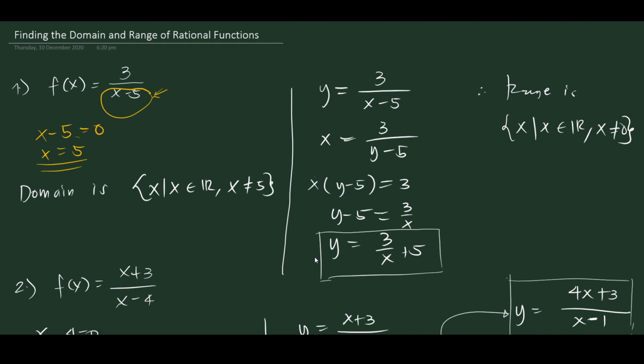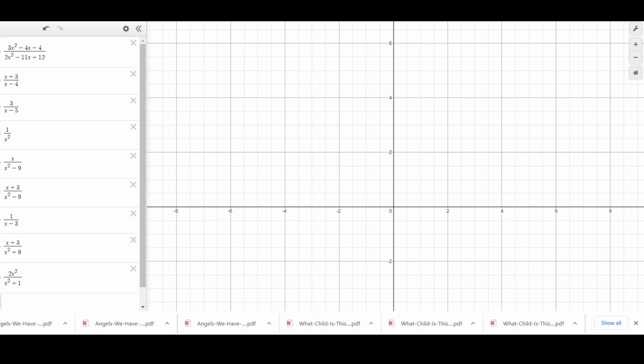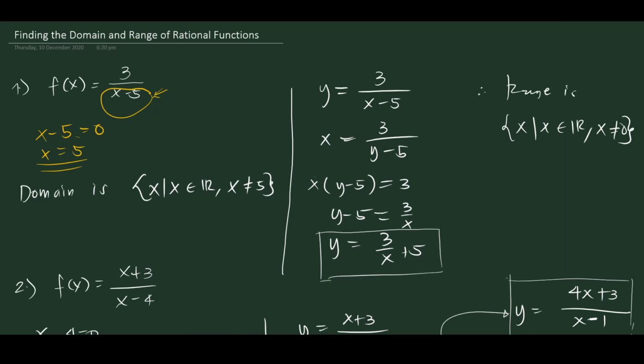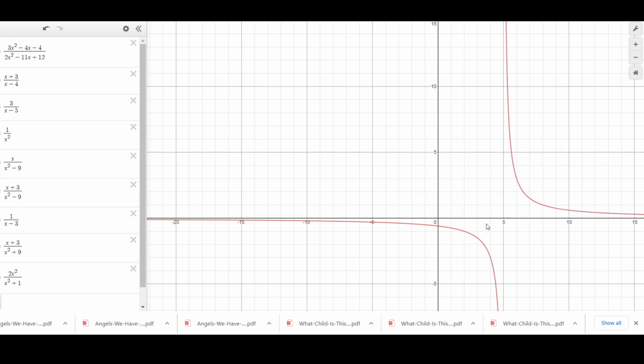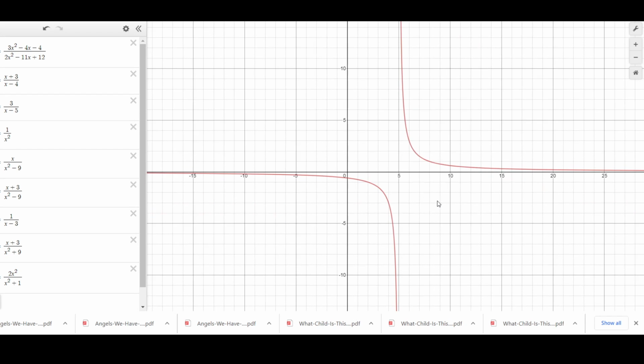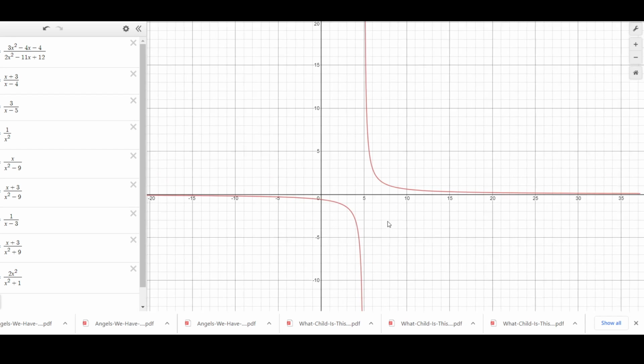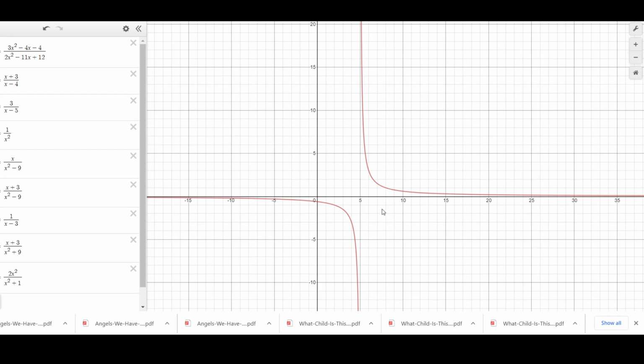So let us take a look at the graphs of both of these functions. We have here f of x equal to 3 over x minus 5, right? So this is the graph of that. A one-to-one function means that for every value in the domain, there is one and only one value in the range. Okay? So that is what it means to be one-to-one. So how can we determine if it is one-to-one or not?